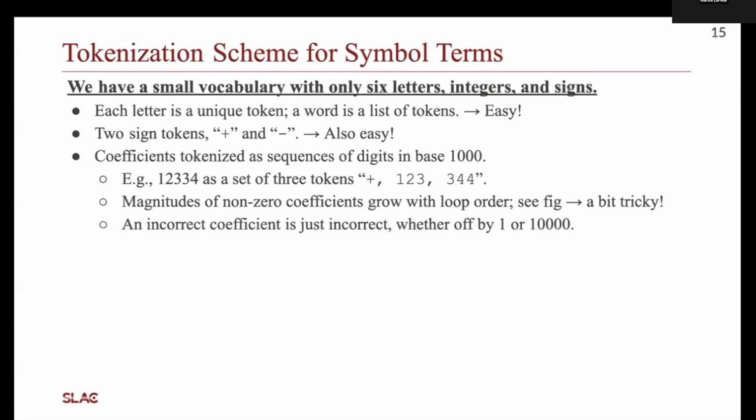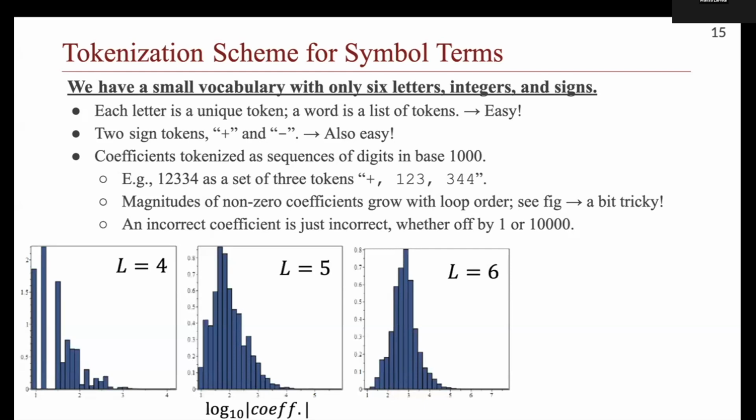Okay, so when you use natural language processing, one of the most important things is the tokenization we use. For us, we again have a very small vocabulary, and it's relatively easy to tokenize a letter. Each letter just corresponds to one unique token, and the same goes for the signs. The coefficients are actually a bit tricky. Right now, how we do the coefficient tokenization is that we just tokenize the coefficients in digits of base 1000. So for example, this number then becomes this particular thing, and 1 to 3 is one unique symbol, one unique token.